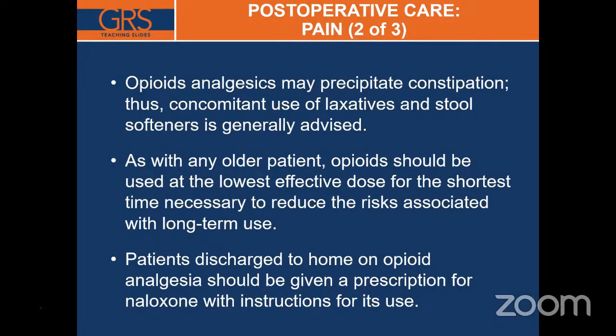Opioid analgesia may precipitate constipation, so it's recommended to give the patient a laxative and stool softener when we are giving him opioid. As with older patients, opioid should be used at the lowest effective dose for the shortest duration of time in order to reduce the risk of complications associated with long-term use. When a patient is discharged home on opioid analgesics, we should give them a prescription of naloxone with instructions for its use.